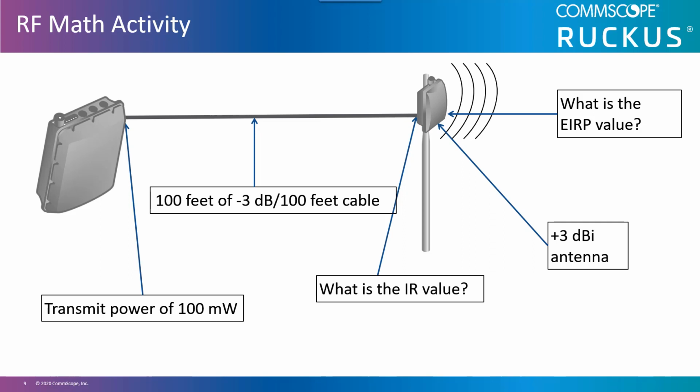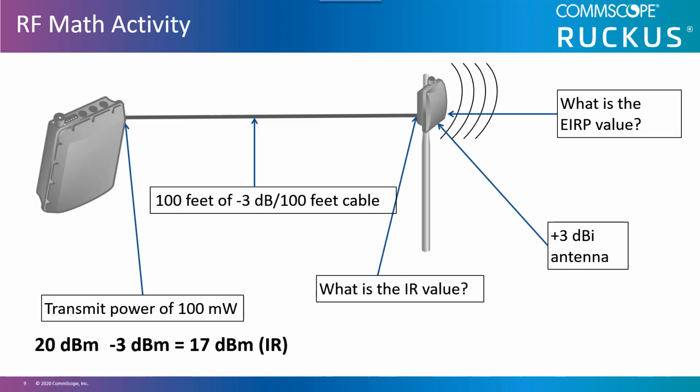20 dBm minus the 3 dBm loss of cable equals 17 dBm intentionally radiated power. So we are purposely putting 17 dBm into the antenna. Now we have to calculate our equivalent isotropically radiated power. What's that value? So we know we've got 17 dBm going into the antenna. The antenna itself, as you can see in the illustration, is a 3 dBi gain antenna.